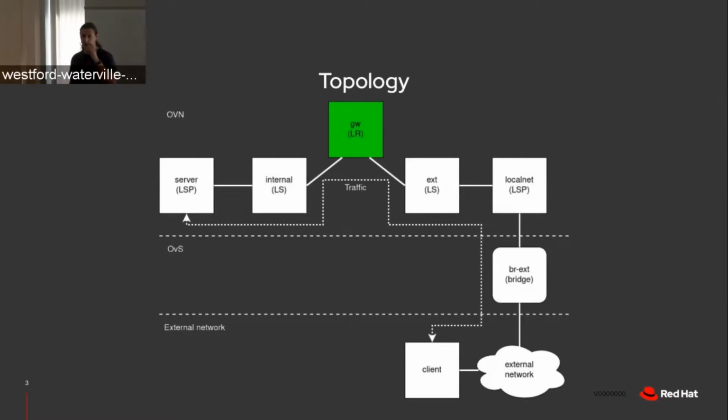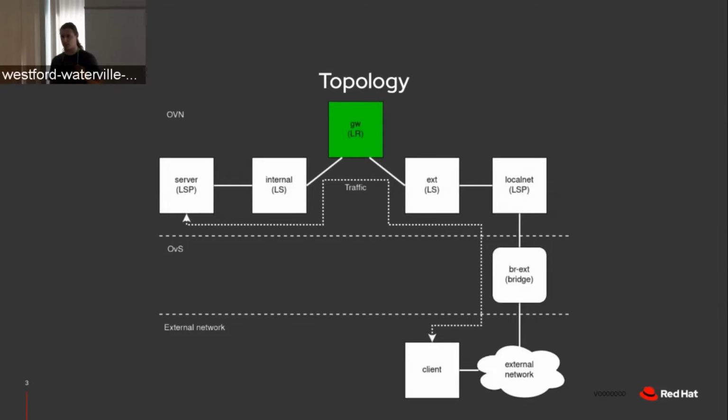So, starting with what MAC binding is and why we need that. Consider this very simple topology with basic east-west traffic. You have a server that is defined in OVN, and you have a client that can be basically anywhere outside, connected to OVN through some external network. If you send a request from the client to the server, it goes through the external network, through the OVS bridge, and locally arrives at the gateway, and the gateway forwards it to the server. So far all good, right?